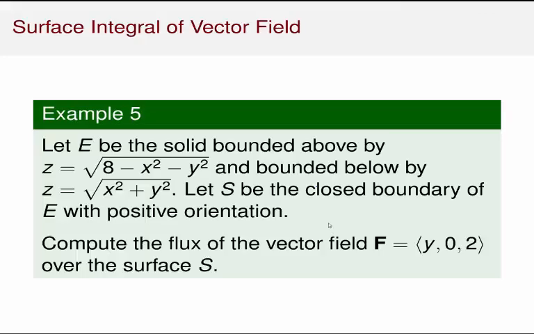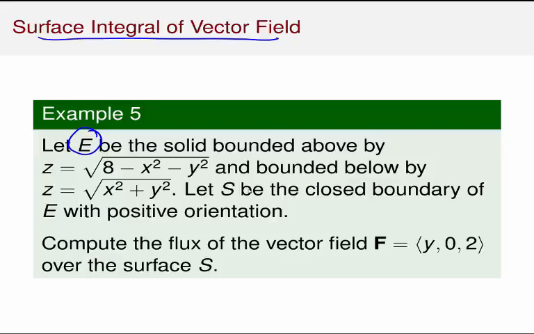Hey guys, welcome back. In this video, I want to take you through another example on surface integral of vector field. So suppose we have a solid E, which is bounded by the following two surfaces. First, we have the surface given by z equals square root of 8 minus x squared minus y squared, bounding the region from above. And second, we have the surface z equals square root of x squared plus y squared, bounding the region from below.